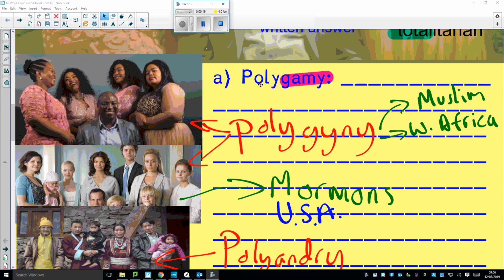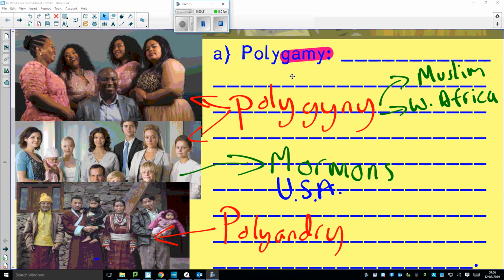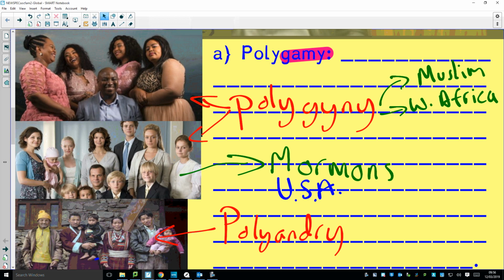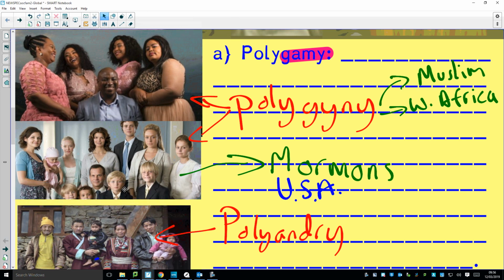Polygamy, poly meaning many, gamy to do with marriages. If a person has more than one husband or wife, it's called polygamy. That gets divided into several types. Most commonly on the planet, polygyny, G-Y-N-Y, when a man has many wives. Polygyny, one man, many wives. It's allowed in Islam, so many Muslim countries do it.